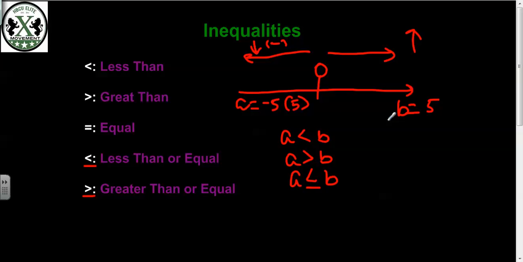Well, what would happen if a was 5 or a was 10? How would we write that in relationship to the b variable? We would simply write a is either greater than b, because a could be 10, or it could be equal to b. In other words, a could be 5 or a could be 10.